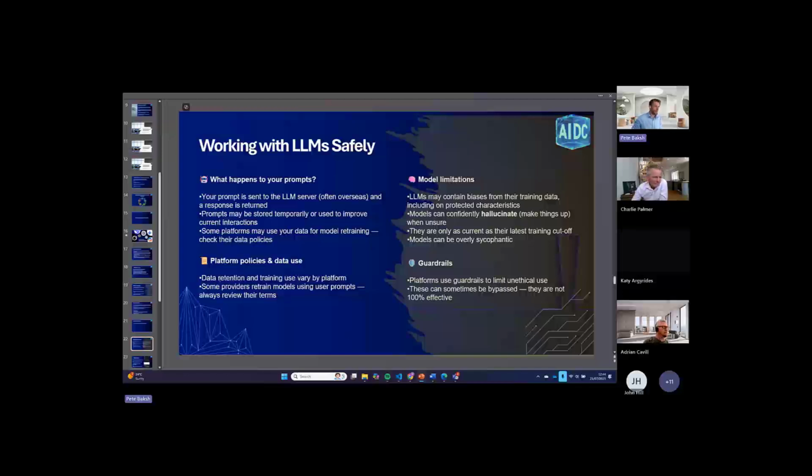I think I've covered that here. So do have a look at the data retention and training policies, as some platforms will use it. Now, also consider the limitation of these models. These models, as we learned, have been trained on vast amounts of data from the internet. Most of the internet is complete rubbish, and they will pick up biases that are present in our historical data.